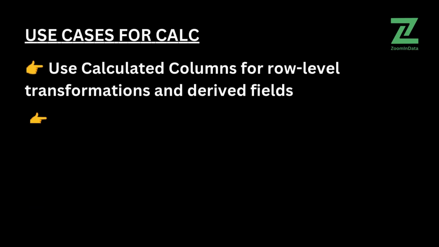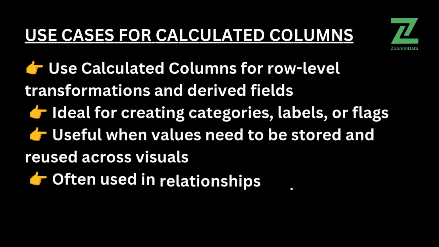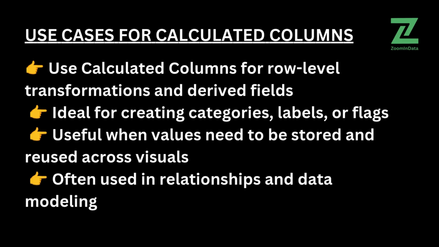Calculated columns are best used for row-level transformations and derived fields. They are ideal for creating categories, labels, or flags. They are useful when values need to be stored and reused across multiple visuals. Calculated columns are also often used in defining relationships and improving data modeling.